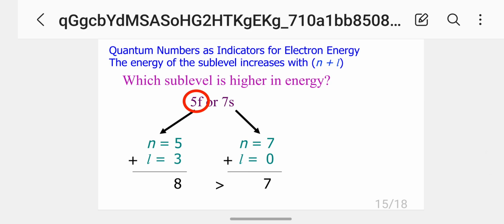Quantum numbers, which are 4 types, we discussed as indicators: the primary indicator, the principal quantum number, and the secondary quantum number. The secondary indicator is for electron energy level. The energy of the sublevel increases with n plus l.